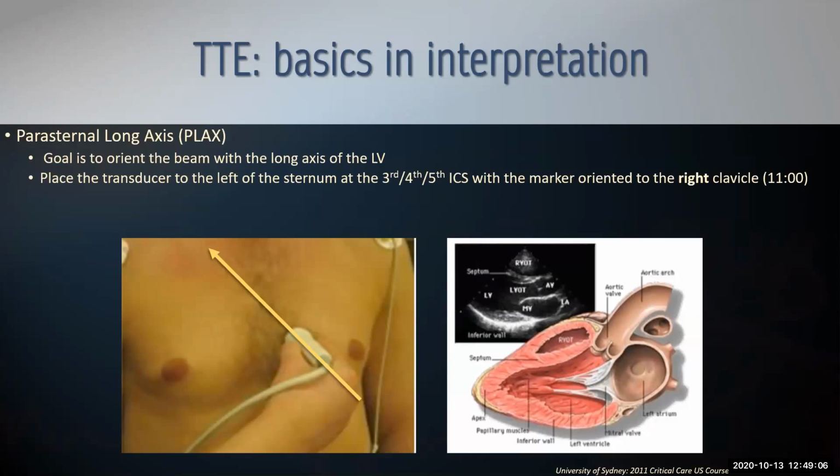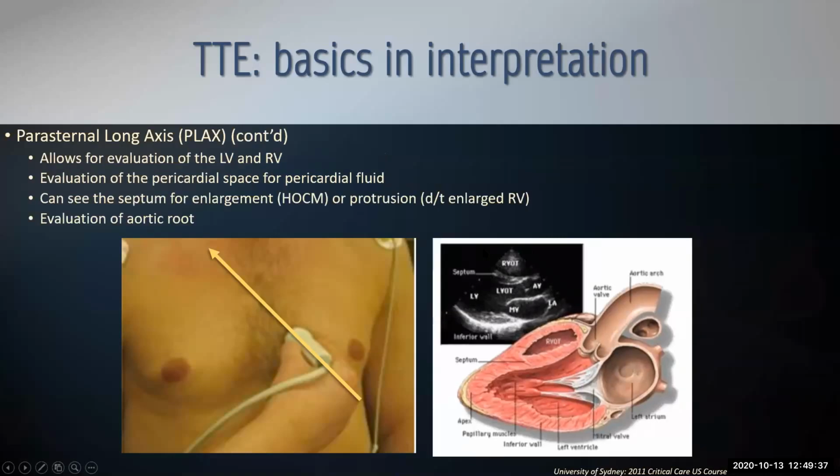If we go through each of these different planes, we have the parasternal long axis, or the PLAX. You're orienting that beam to the long axis of the left ventricle, so you're going to place the transducer at the left sternal border, third, fourth, or fifth intercostal space. This is the overall anatomic image, and then this is the ultrasound image in an ideal patient. You're going to see that nice left ventricle with the mitral valve here, and then the right atrium, the left outflow tract with the aortic valve, and then you're going to get some part of the right ventricle into the picture as well.